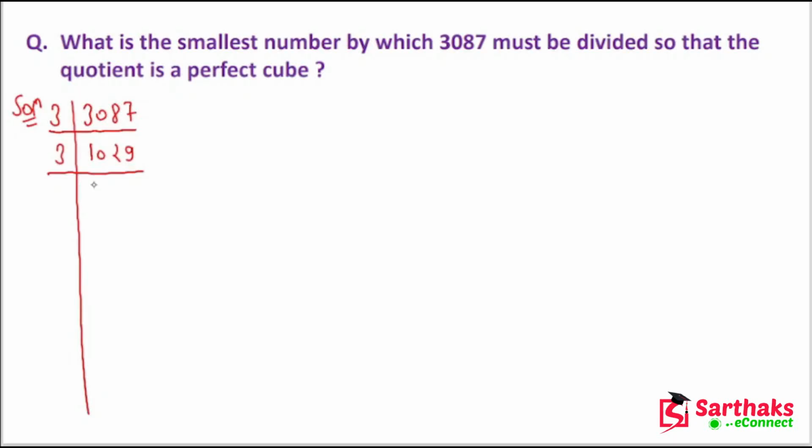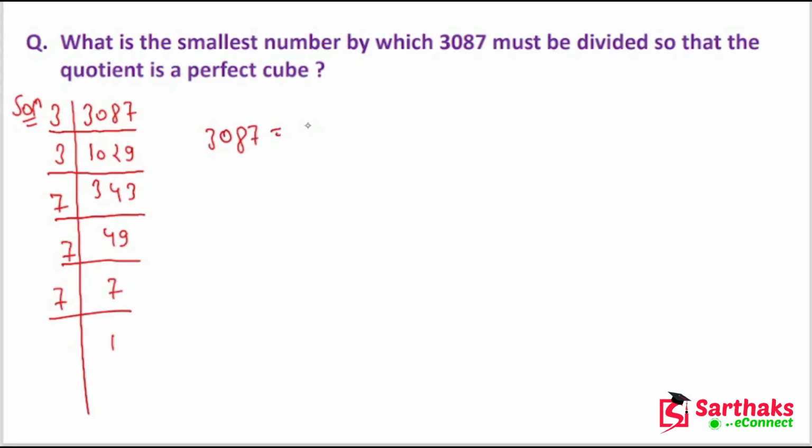So if we divide by 3, we will get 343, which is again 7 cube, because if we divide 343, we will find 49. And if we divide 49 by 7, we will find another 7. And if we divide 7 by 7, we will get 1, right? So the prime factorization has been completed. So if we write 3087 in terms of factors, it would be 3 into 3 into 7 into 7 into 7.